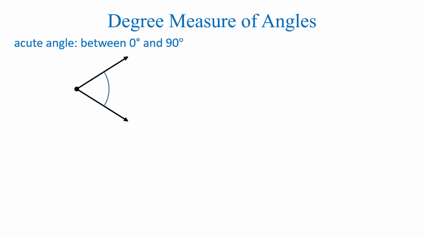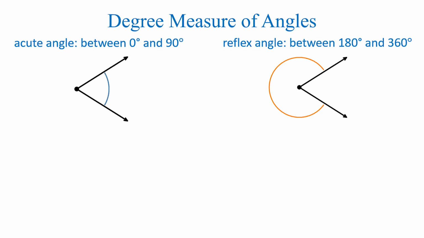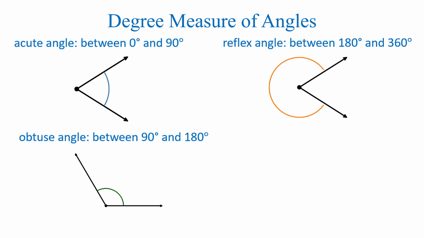For some terminology regarding angle size that we will refer to frequently throughout this course, an acute angle's measure is between 0 and 90 degrees. A reflex angle is between 180 degrees and 360 degrees. An obtuse angle measures between 90 degrees and 180 degrees. Then finally, we include the angle measuring 0 degrees, in which the two rays are identical.